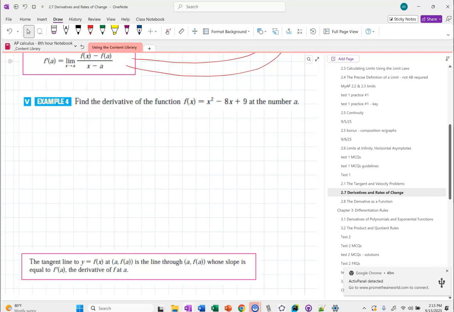Here, it's asking us to find the derivative for this function f of x at the number a. So the symbol we use for that is f prime of a, which we know is the limit as h approaches 0 of f of a plus h minus f of a all over h. Or you could write it the other way. I'm choosing to use this one.